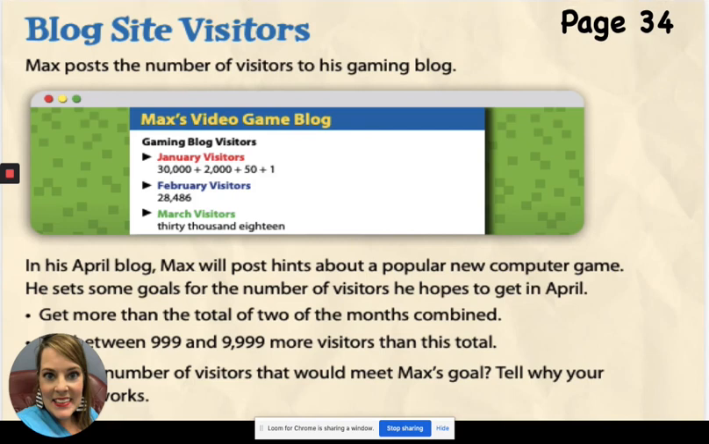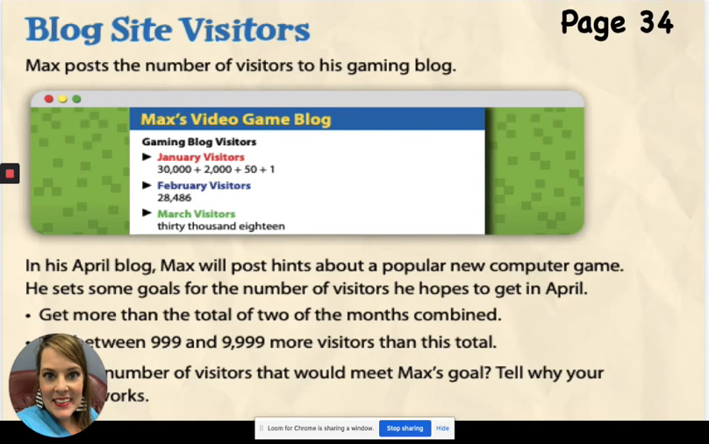In January, the amount of visitors he has is listed in expanded form, so I'm going to need to add that together. He's got 32,051. If you have your paper with you, you might want to write the standard form beside it so that you'll remember that that's what that is. So 30,251 in January. Then in February, it's already written in standard form for us. They have 28,486 visitors. And then in March, he's got 30,018, but you'll notice that that is in word form. They've got that listed in word form for us.